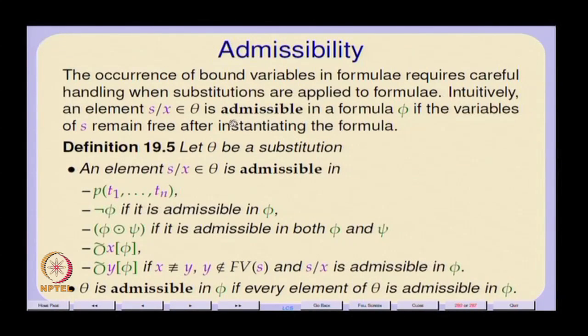Essentially, for those of you who have done programming languages and things like the lambda calculus, one of the things that we have to worry about when doing either beta reduction or substitution is that one should ensure that there is no capture of free variables. So this admissibility is essentially the concept which ensures that there is no capture of free variables.